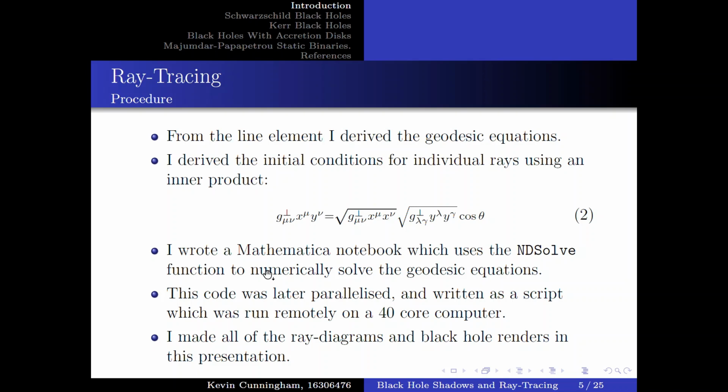I then wrote a Mathematica notebook, which uses the NDSolve function to numerically solve the geodesic equations, and uses the ImageTransformation function to apply these to the image that we're going to see. Now, this code took an awful long time to run, even for very low resolution images. So I later parallelized the code, meaning I could run it over multiple cores at the same time, and I wrote it as a script which I could run remotely on a big 40-core computer. All the ray diagrams and the black hole renders you're going to see in this presentation were made by myself, either on my laptop or on that big 40-core computer.